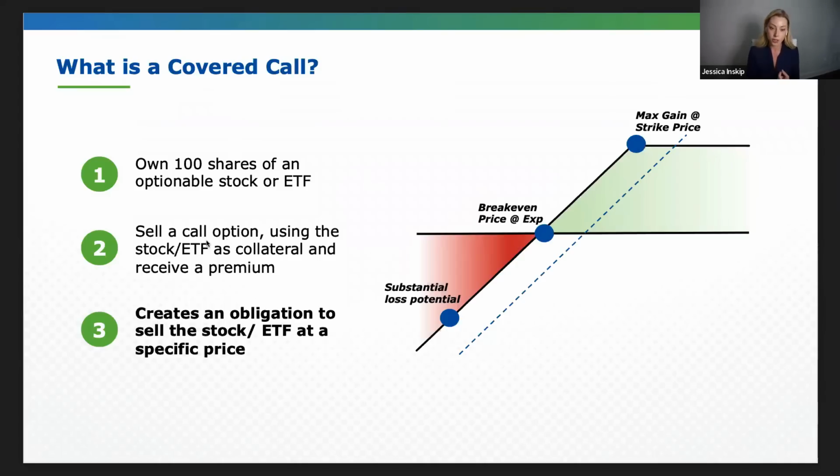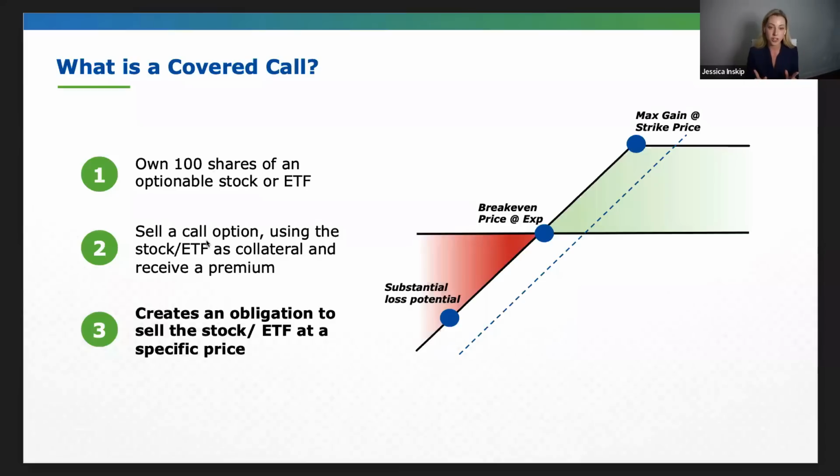So you own 100 shares of the ETF, or of a security. You sell a call option against it, utilizing those shares as collateral. That creates an obligation to sell the stock or ETF. You have that obligation in exchange for a premium. That's the covered call. So that's important to know before we move on to the poor man's covered call, because we're actually going to go into a multi-leg option strategy, but I'll break it down for you.